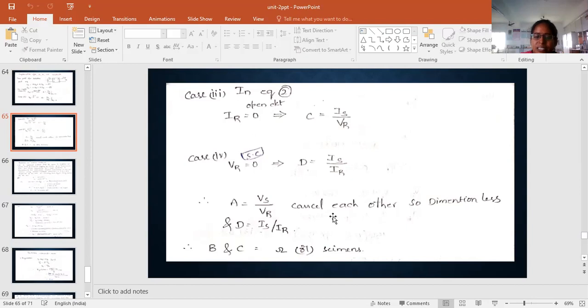And for B and C, it is nothing but V by I or I by V, sorry. V by I or I by V is nothing but voltage by current or current by voltage, which is nothing but resistance values or Siemens values, the reverse value, okay. So that can be represented with dimensions ohm. A and D are dimensionless, and B and C are ohms or Siemens.